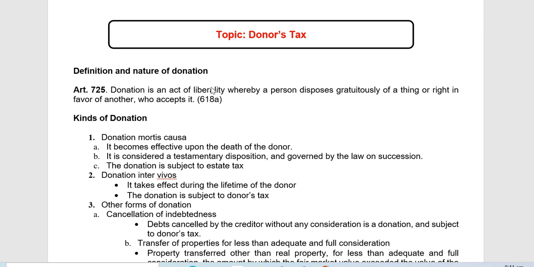Okay, so hello class. Welcome to another discussion for transfer tax. Now, we're done with estate tax, so let's discuss the donor's tax. Let's start with the definition and nature of donation.